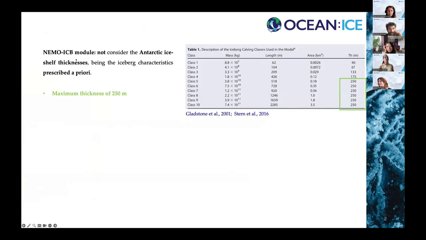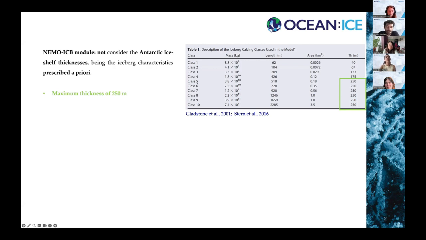Okay, perfect. So first I will give a little bit of background. Currently, the Lagrangian iceberg model implemented in NEMO does not consider the Antarctic ice shelf thicknesses from which the icebergs calve. Instead, the iceberg characteristics are prescribed a priori according to Table 1. As you can see here, the iceberg model only considers 10 different classes of iceberg according to their sizes. So for example, class 1 corresponds to the smallest icebergs and class 10 to the biggest one.